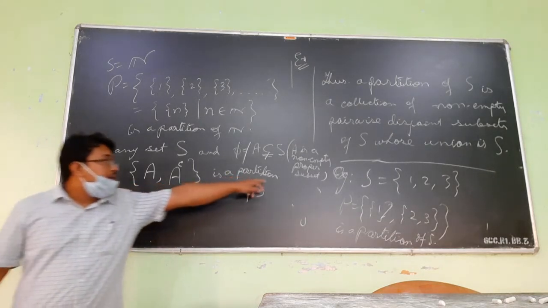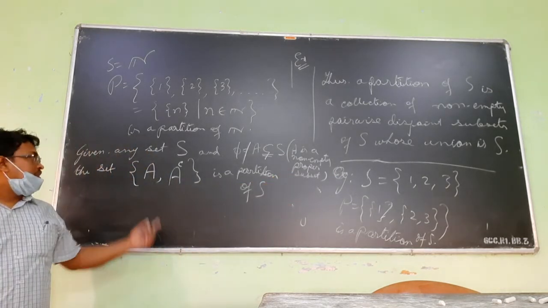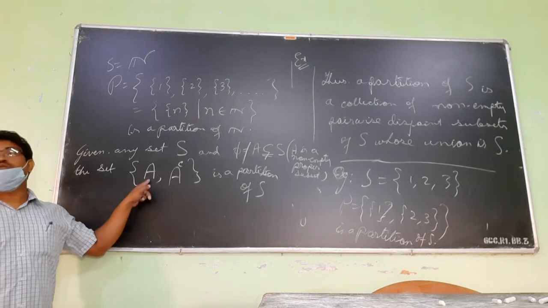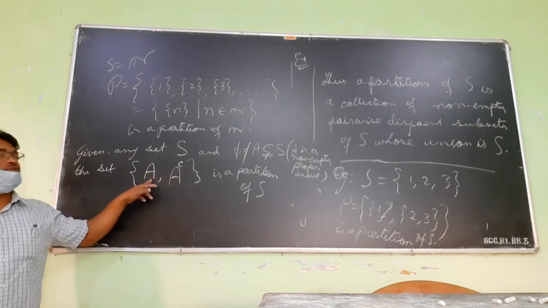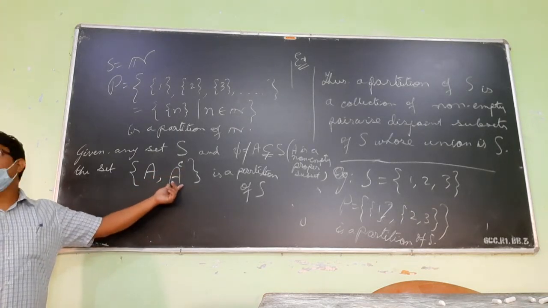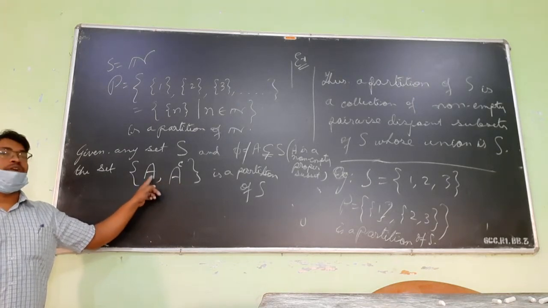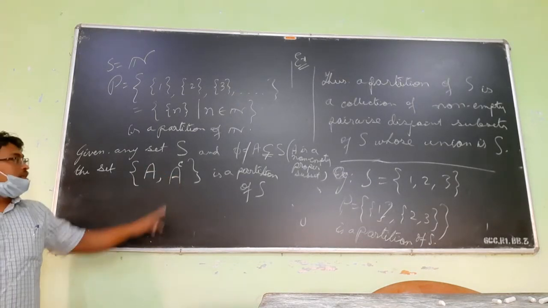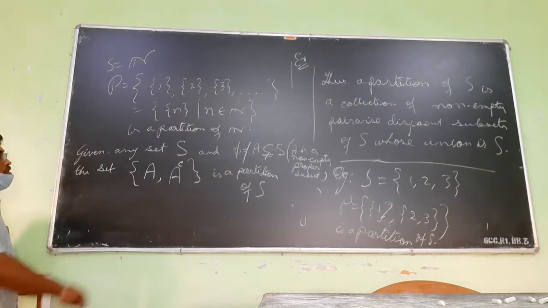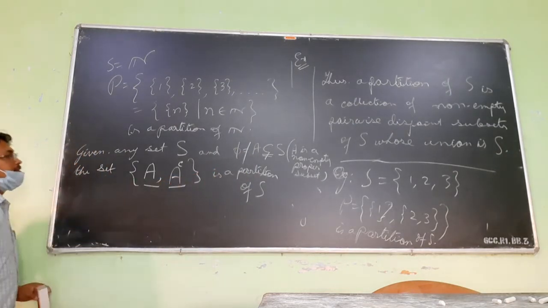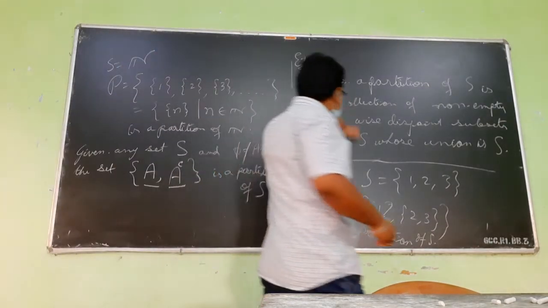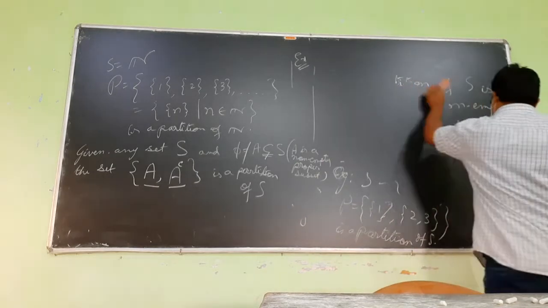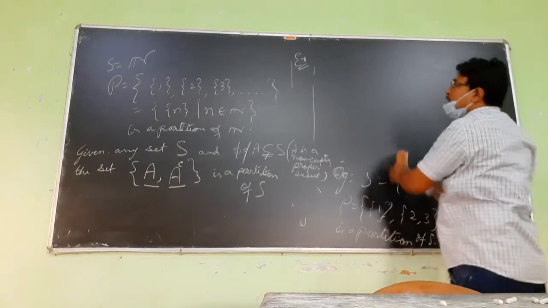So why do I require it to be a proper subset? What happens if I take S here? S is also a subset of S. In that case, why is it not a partition? S, comma, S complement. The complement of the universal set is phi. That is why I need a proper subset. I need both of them to be non-empty. So given any set, you take a proper subset, take its complement, then you get a partition. So many partitions are there.